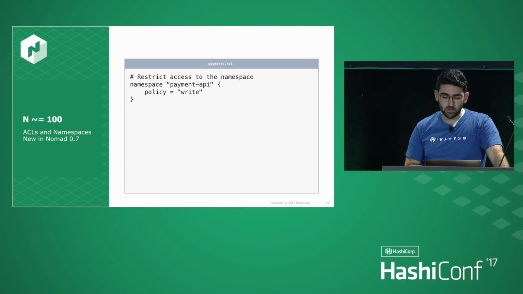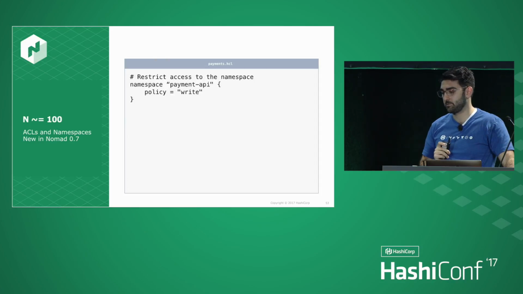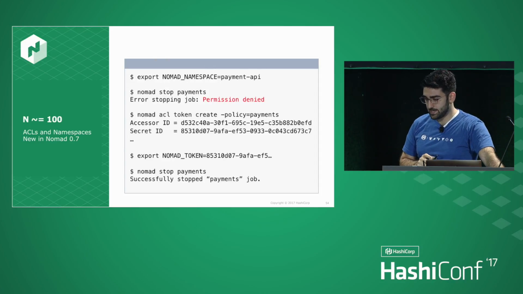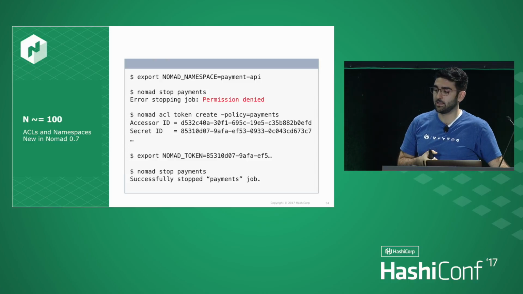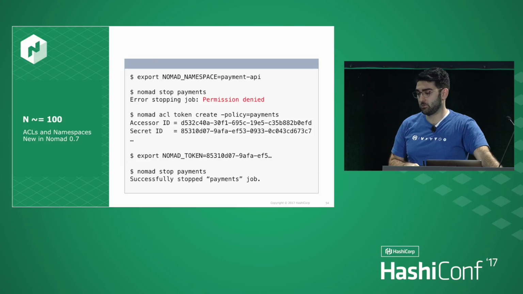So we can write this policy, the payments policy, that says on namespace payment API, whoever has access to this policy can have write access. And then what we can do is the first line here just says for all the following CLI commands to run in the payments API namespace.